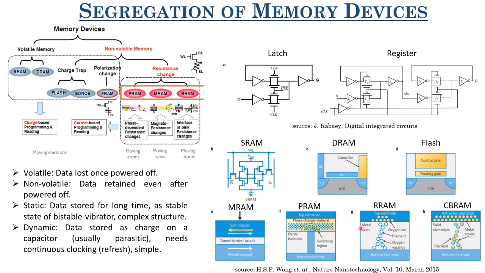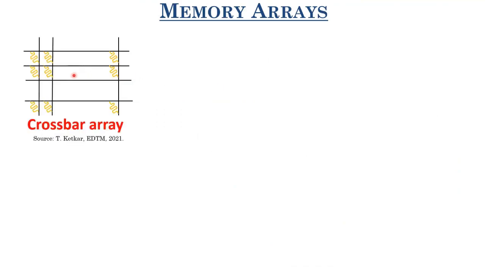These are memory cells. Now what we are talking about is memory arrays. Typically for these two terminal devices, we arrange them in the form of a crossbar array. So what exactly is a crossbar array?